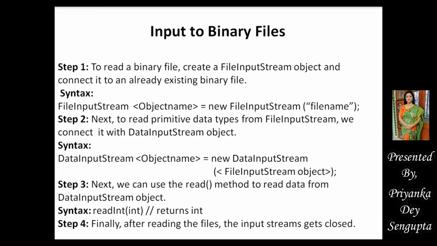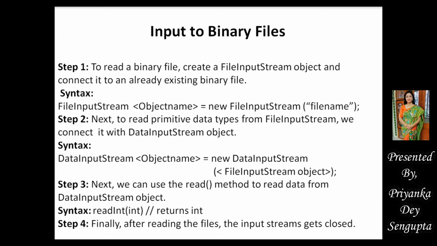To read the primitive data types from a file input stream, we connect it with a data input stream object. Step 3. Now we can use the read method to read data from the data input stream object. And step 4. After the reading of the file is completed, the input stream gets closed.